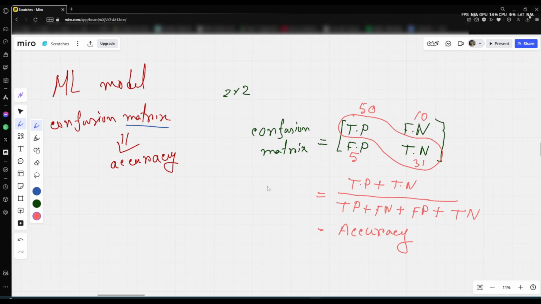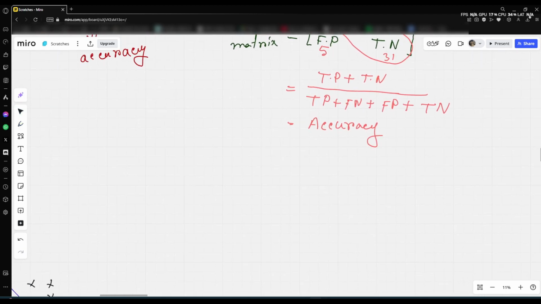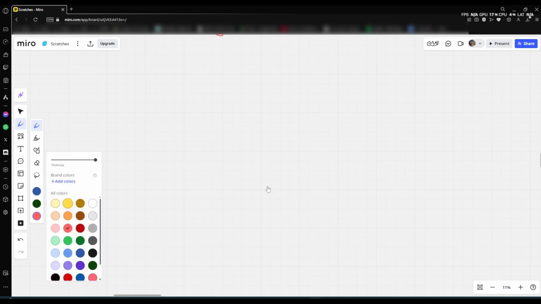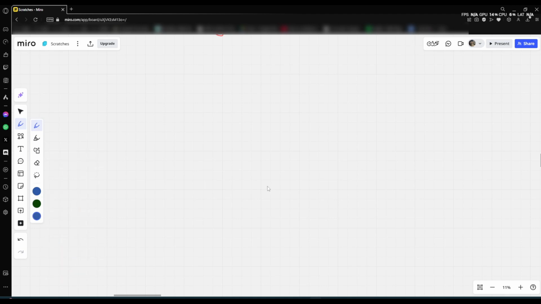Okay, and this was the third example. Now for the fourth example. I suppose you know what a neural network is. Matrix is heavily used in neural networks. Let me show you a very simple neural network.